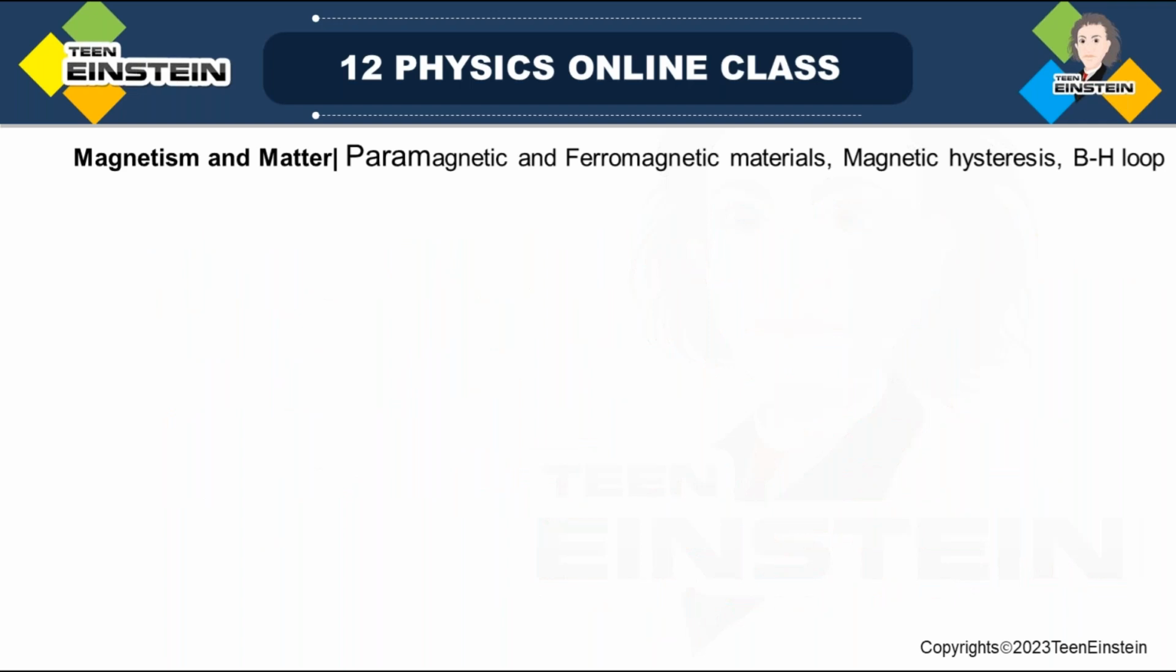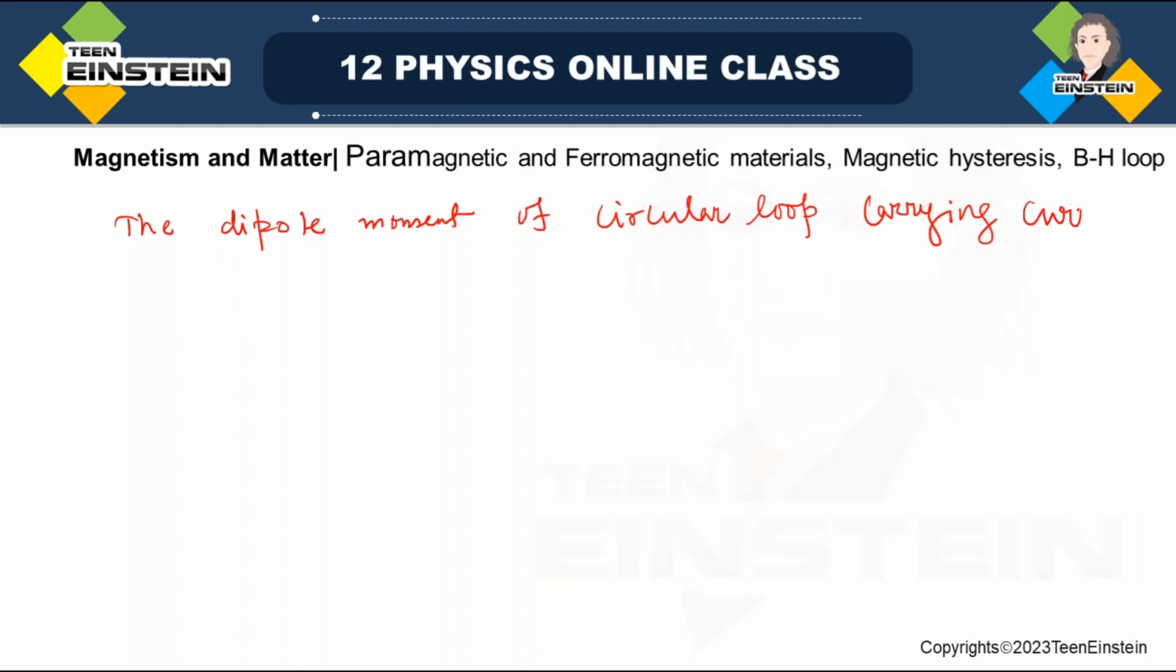We can take up one more numerical problem. The dipole moment of a circular loop carrying current I is m, and the magnetic field produced by the circular loop at the center is B1.